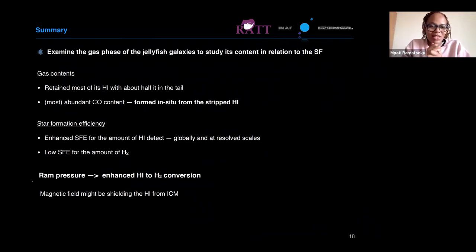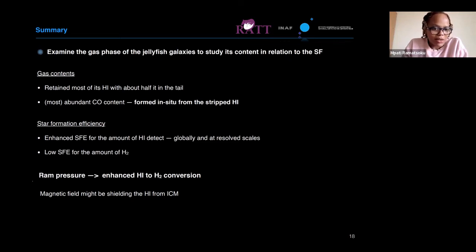We examined the H1 gas phase of long-tailed galaxies to study their content, and we find that most of them retain their H1, and about half of the H1 that's been retained is in the tail. They have abundant CO content, which we think formed in situ from the stripped H1, because we don't see any H1 having been moved from the galaxy disks.